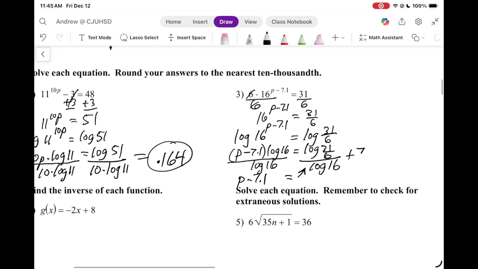So that's what the arrow means. It means I'm not recopying the side. There's not enough room. Now I'm calculating.